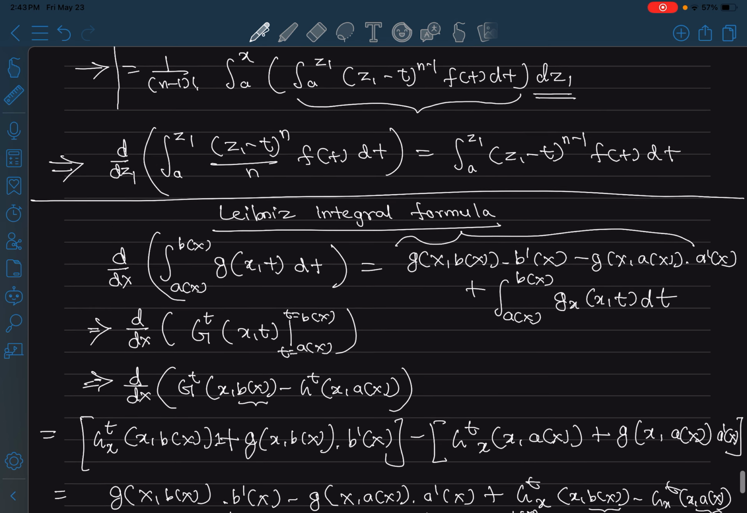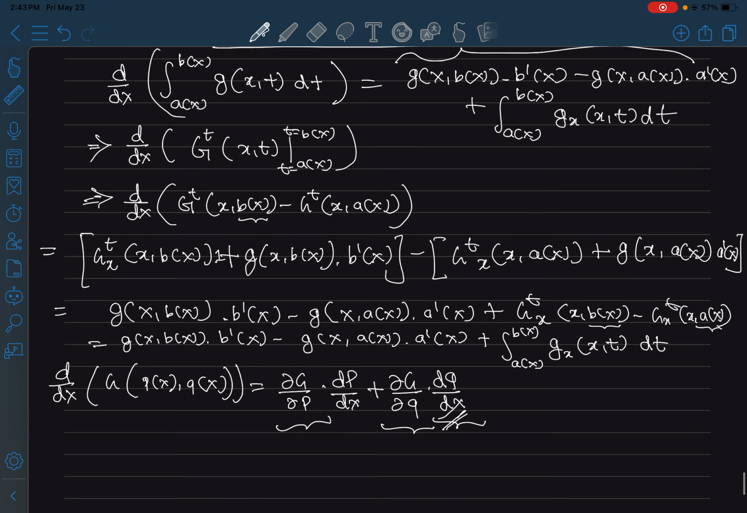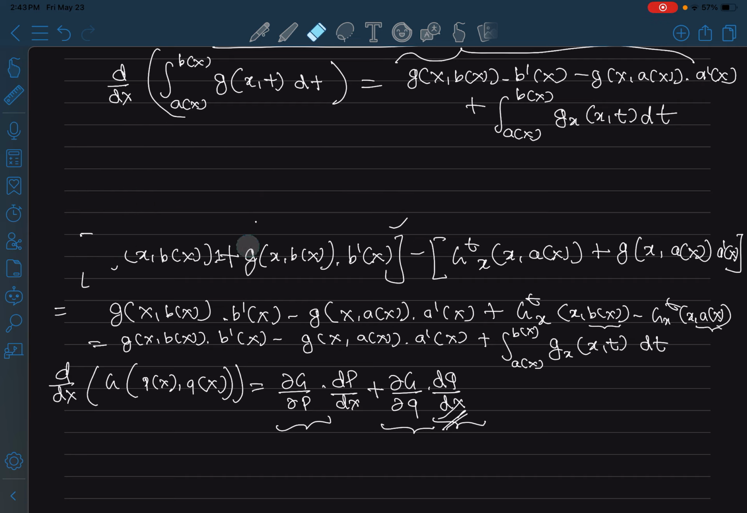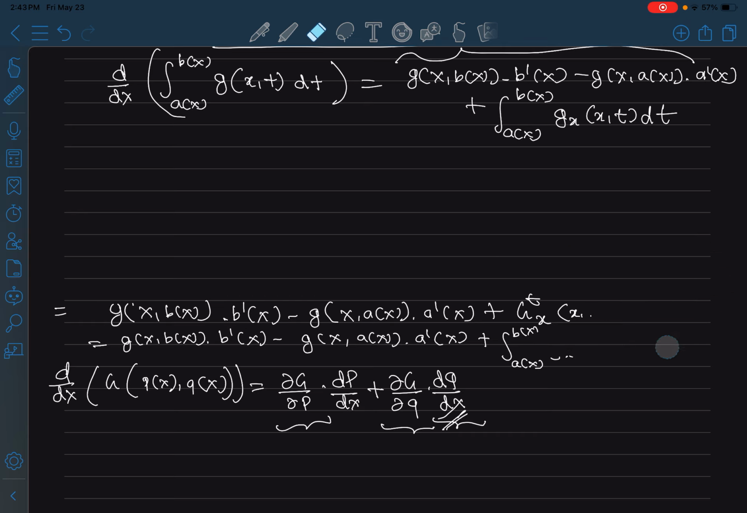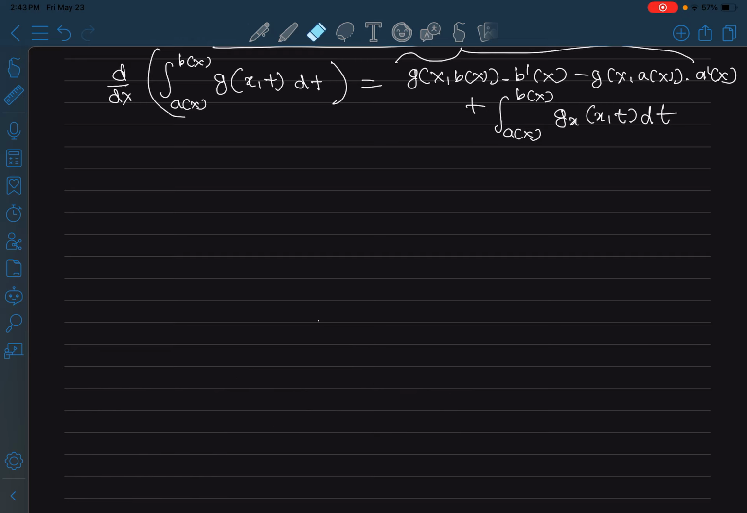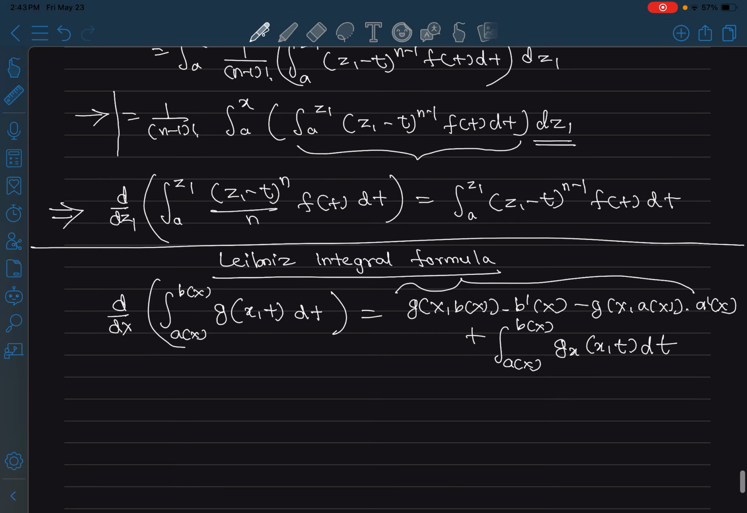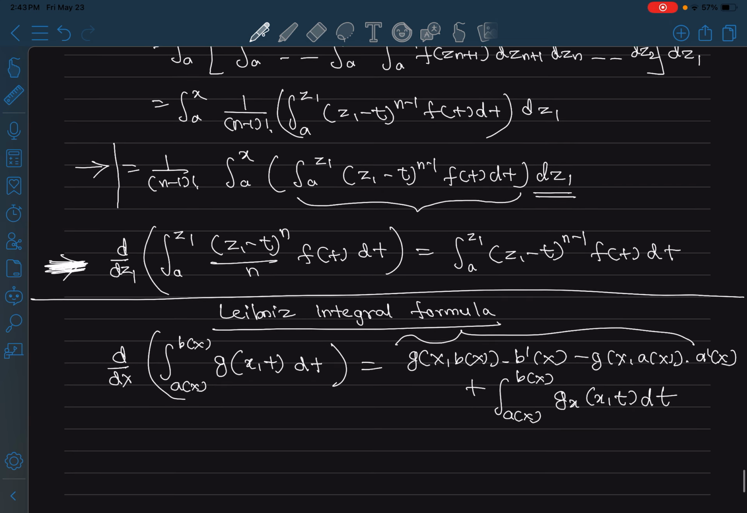Okay, now that you have this formula, let's try to prove our previous claim. Maybe I should just erase all of this for now because I need some space over here. So now we want to prove this expression, because once I prove this, it will be super easy. Once I prove this, we can simplify this a lot, as I've already told you.